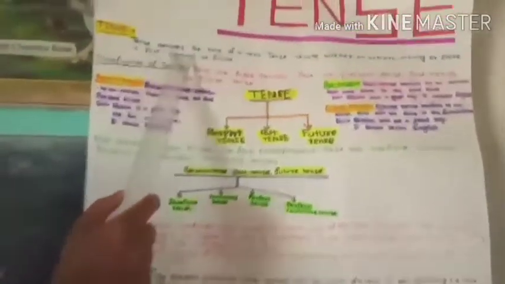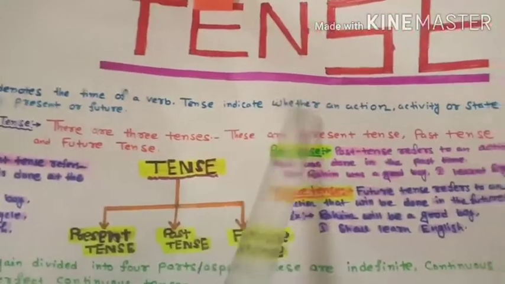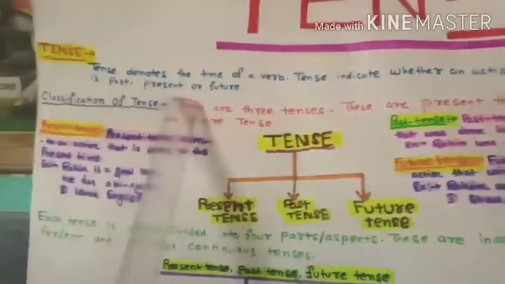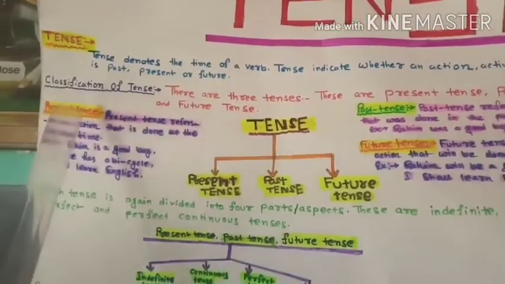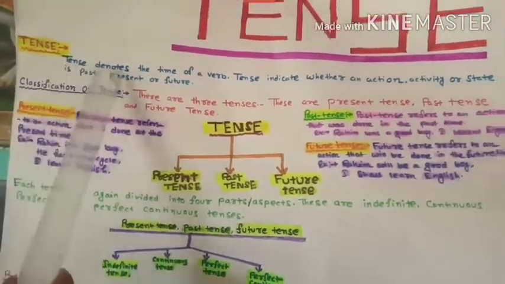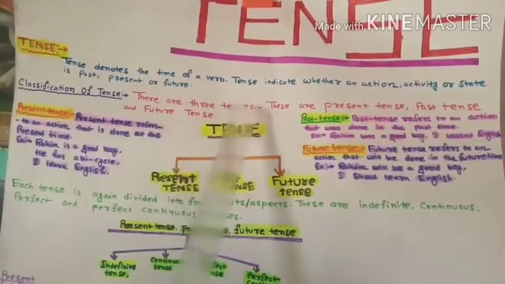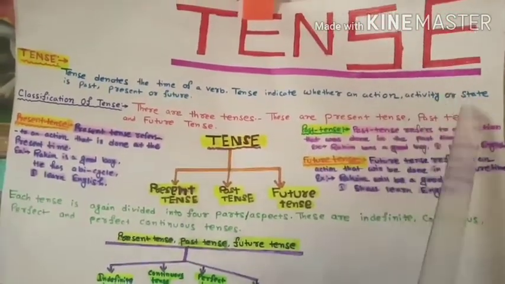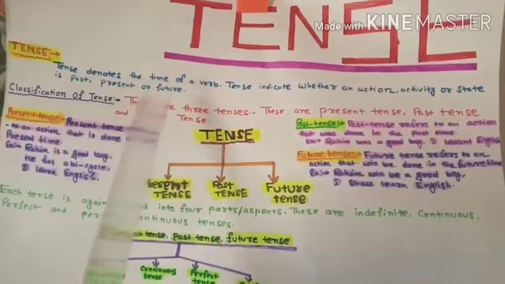So what do we mean by tense? Tense denotes the time of a verb. Tense indicates whether an action, activity or state is past, present or future.